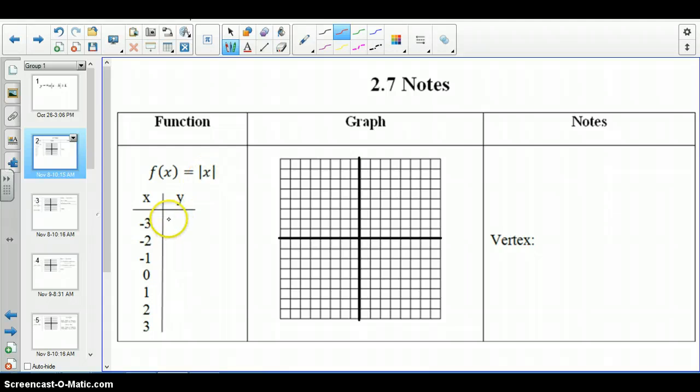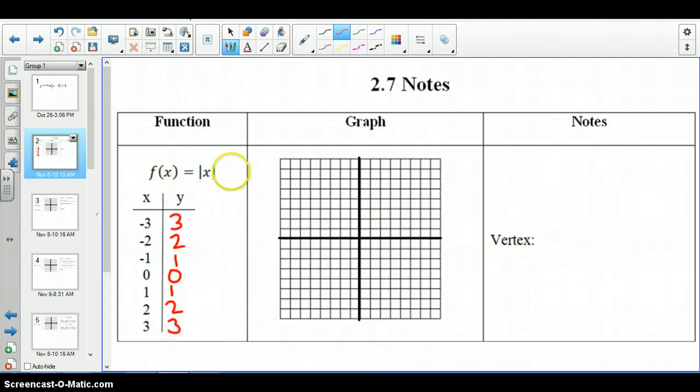The absolute value of -3 is +3. Plug -2 in. Absolute value of -2 is +2. The absolute value of -1 is 1. 0. The absolute value of 1 is 1. That's a common mistake people make. They'll say, well, the absolute value of 1 is -1 because of the opposite. No, the absolute value of a number is always positive. So the absolute value of 2 is 2. The absolute value of 3 is 3.